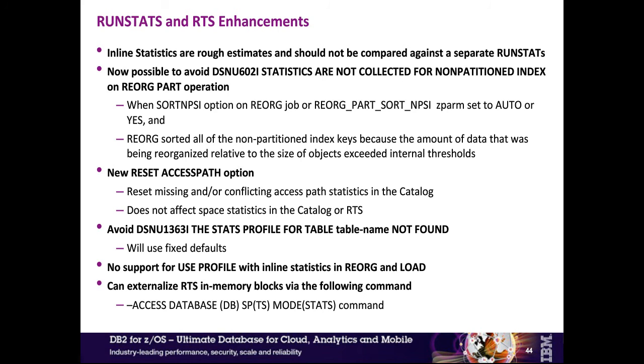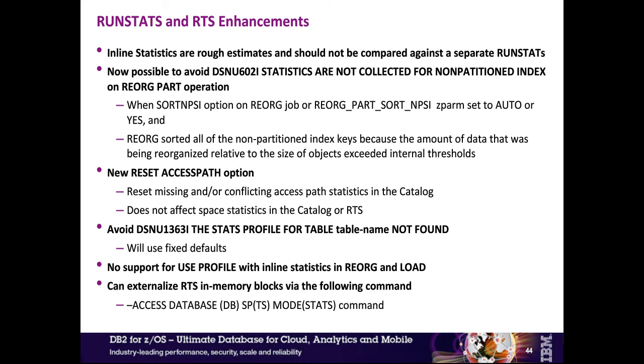There's a new option on RUNSTATS called RESET ACCESSPATH, and this is a very useful command to wipe out the existing RUNSTATS and set them back to default values. This could be useful in situations where you're missing some particular RUNSTATS, or there are conflicting RUNSTATS, or you don't trust the values in the catalog. This RESET ACCESSPATH option does not affect the space statistics in the catalog or in RTS.